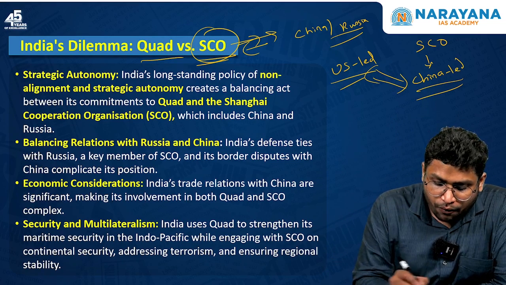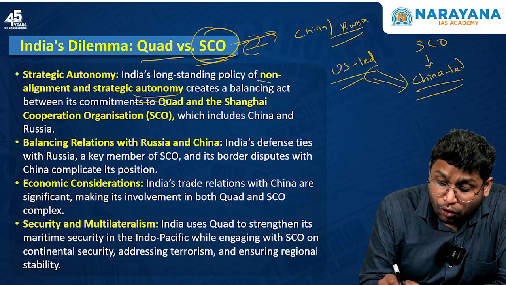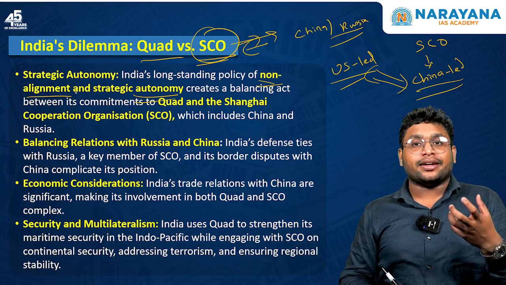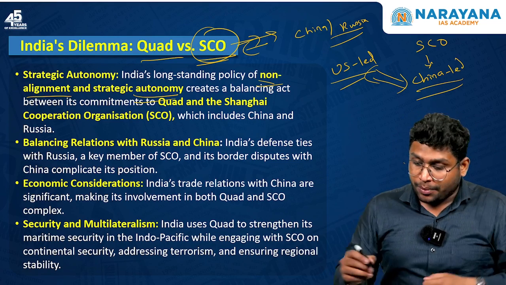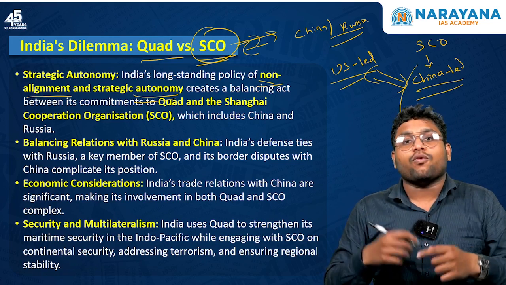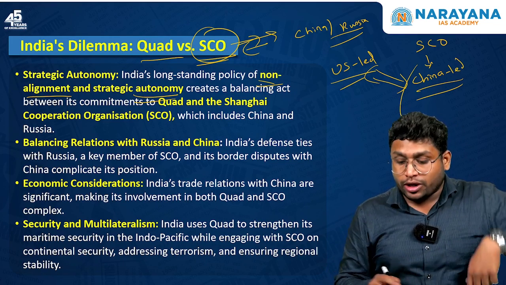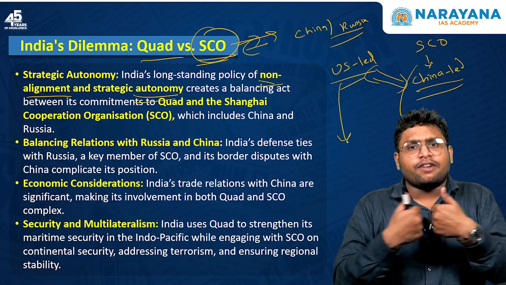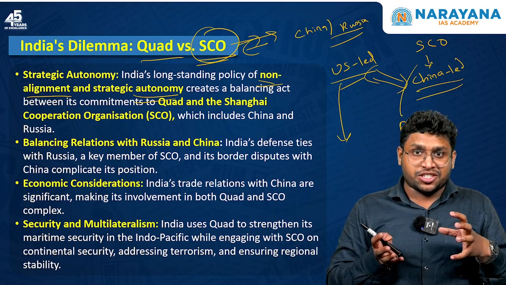So India wants to maintain its autonomy, wants to maintain its non-alignment, although it is very difficult. Because in SCO, I said there is Russia also, and right now Russia is at war with Ukraine. Ukraine is being supported by USA. So it becomes very tough for India to balance these relations.